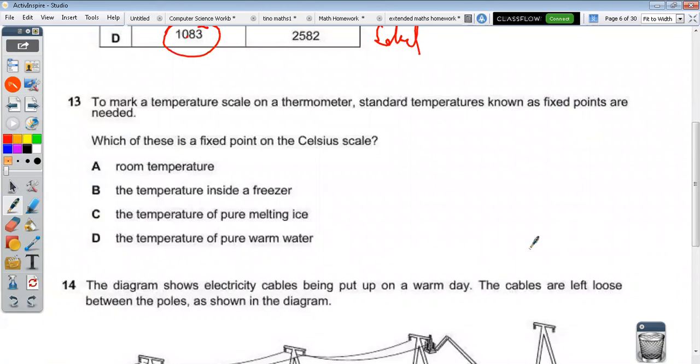Now, to mark a temperature scale on a thermometer, standard temperatures known as fixed points are needed. Which of these is a fixed point on a Celsius scale? We are talking about 0 degrees and 100 degrees. So you need the temperature of melting ice or the temperature of boiling water. So C.